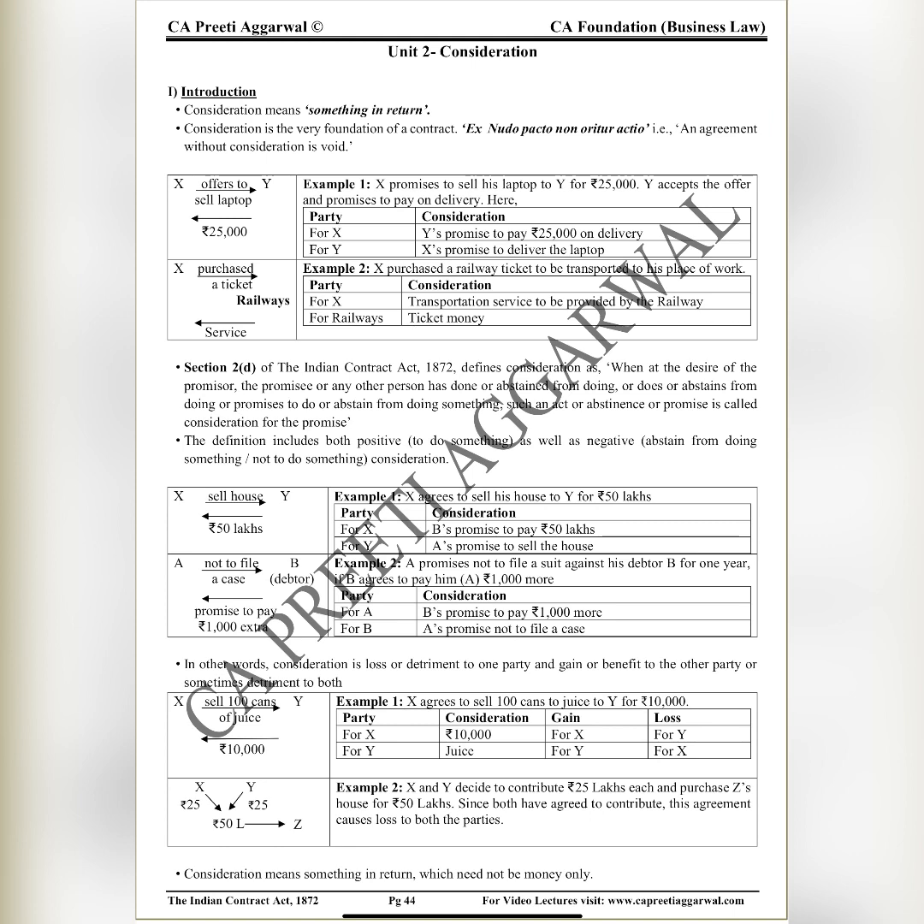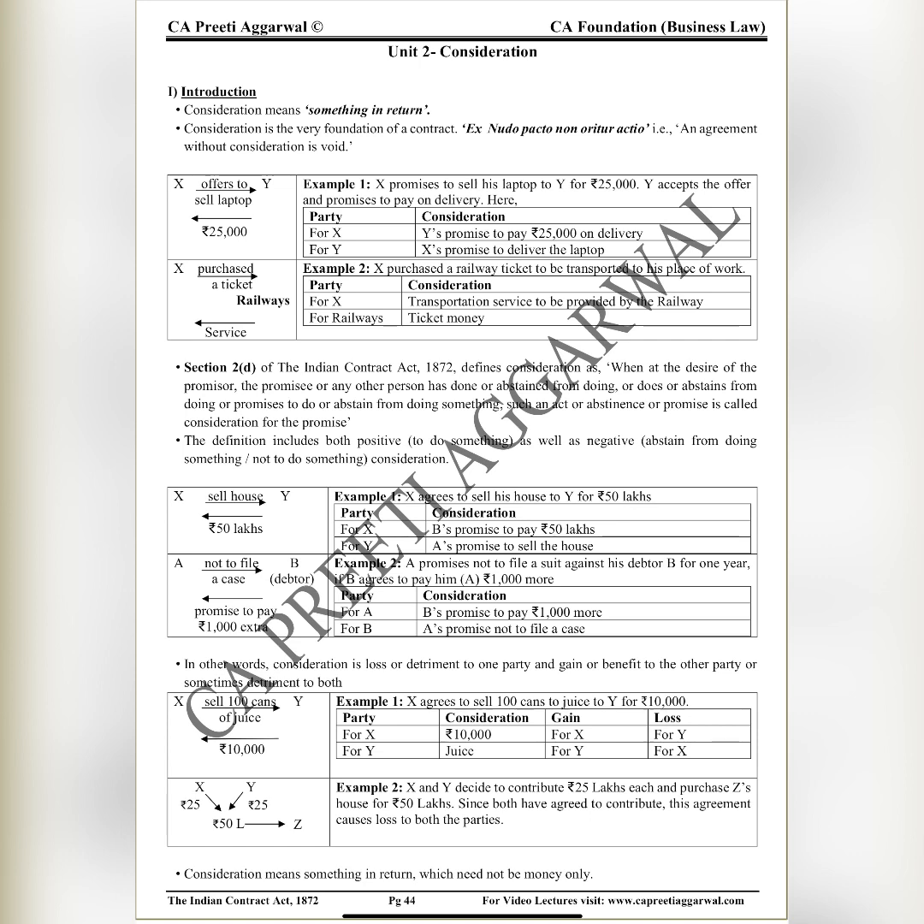And such act or abstinence means not to do something. This is the negative aspect of consideration. So an act or abstinence is called consideration for the promise. Now there must be consideration for both the parties. We can have positive consideration as well as negative consideration. Positive means to do something, and negative consideration means not to do something. We have very good examples given in the textbook. To sell a flat, that is a positive act.